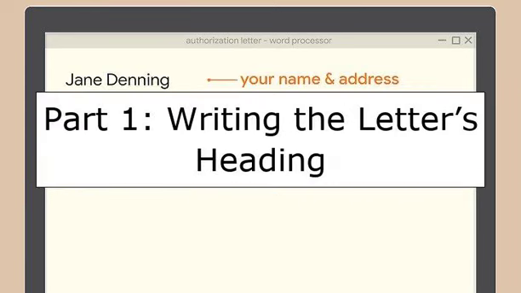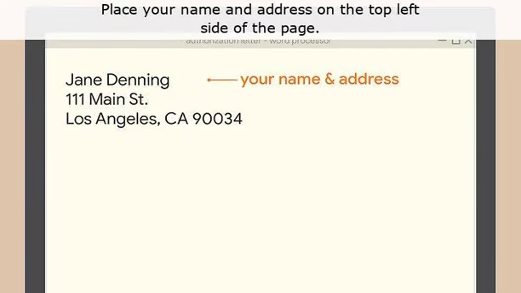Part 1. Writing the letter's heading. Step 1. Place your name and address on the top left side of the page. Follow the standard format of a business letter. Your name should be on the first line, your street information on the second line, and your city, state and zip code on the third line. All lines, including those that follow, should be single-spaced.